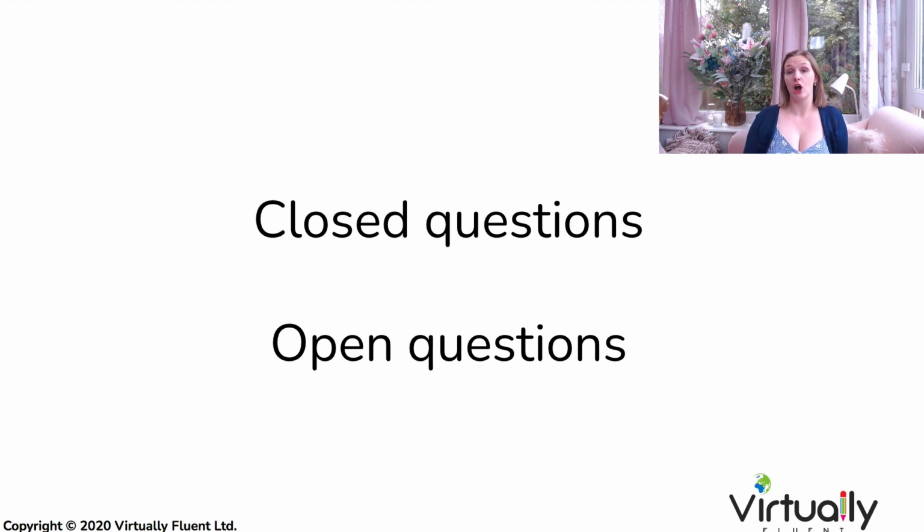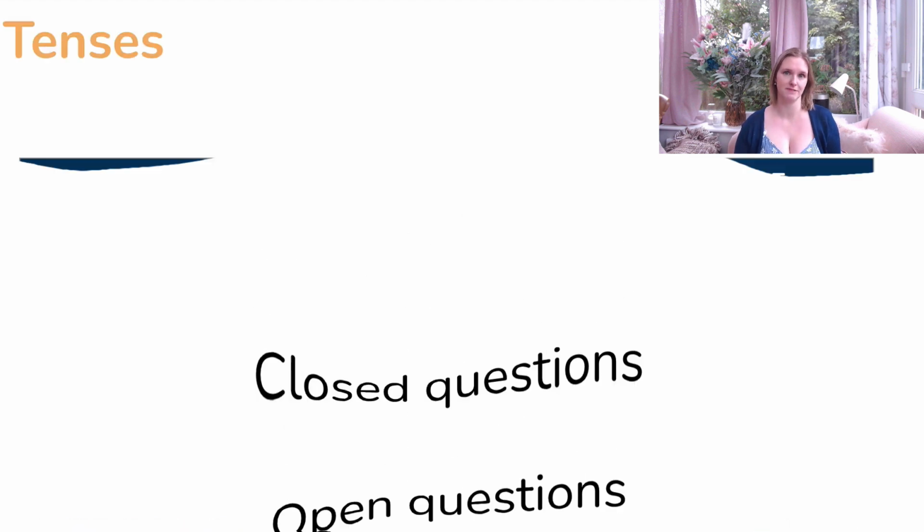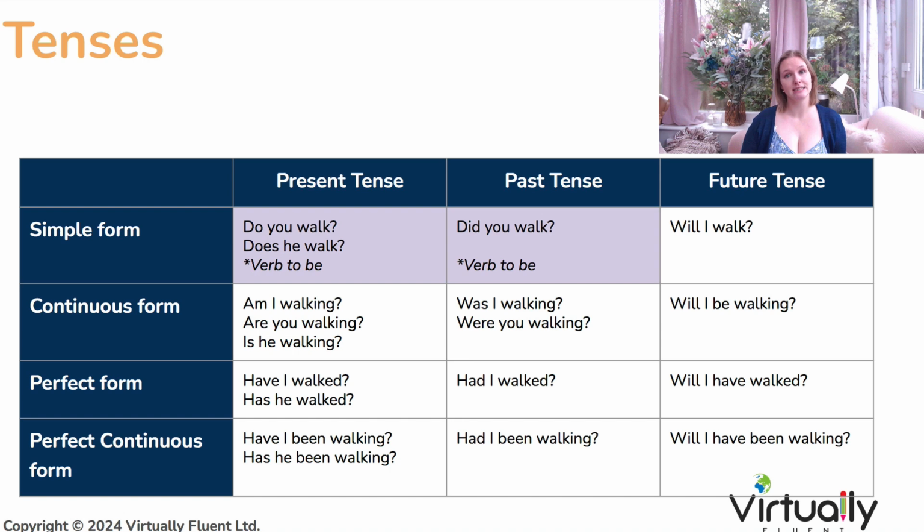We also have open questions, which is where we ask for more detailed information. You'll know these question words: who, what, where, when, why, etc. And these require really specific information, and people would respond typically with more than one word. So here you can see a quick summary of all of the 12 tenses and the structures that we might use. You can see an example question for each of these tenses.